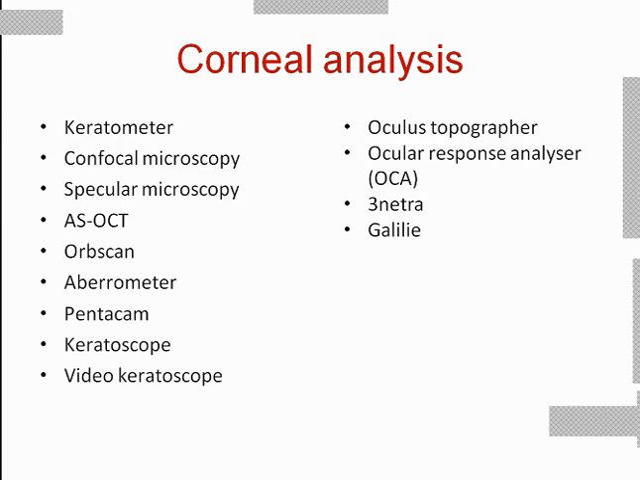So there are a number of methods of corneal analysis: keratometry, confocal microscopy, specular microscopy, anterior segment OCT, Orbscan, aberrometer. You write down all these things. These are all very, very important and the latest ones. Some of these we'll be discussing when we are trying to analyze the cornea.